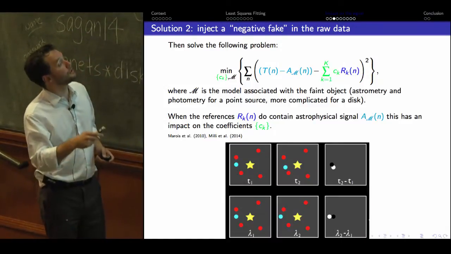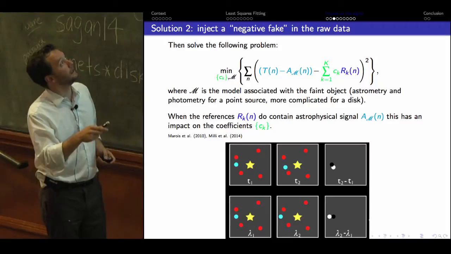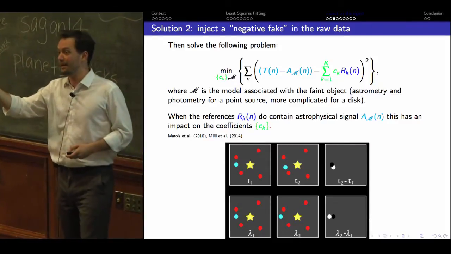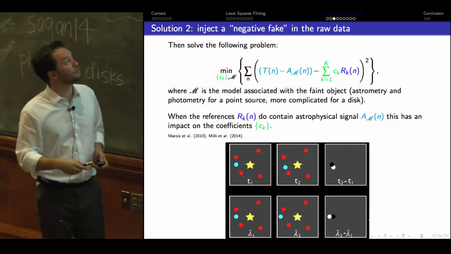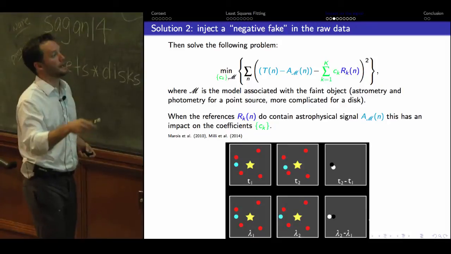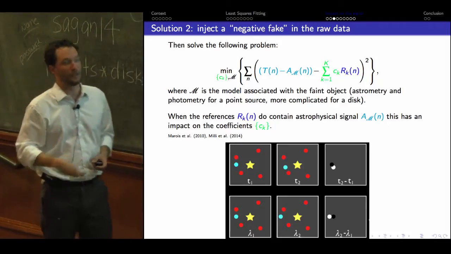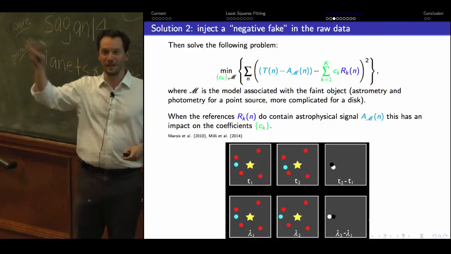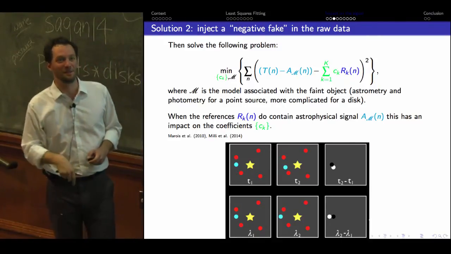You could also inject negative fake signal in the raw data at the location where you think it is, and you could keep going with that. It's something Christian Moreau proposed, and I think also that was done in the Beta Pictoris disk, where they tried both methods and found things that were pretty self-consistent. And I don't know where Julien is, but he can correct me at the end if I'm not saying the right thing.